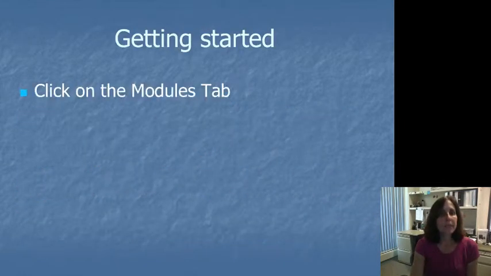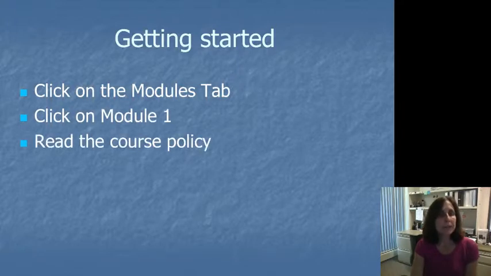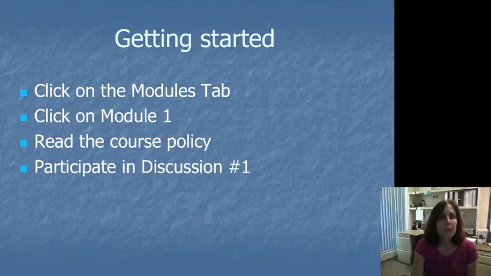Now, to get started, you can click on the Modules tab, click on Module 1, read the course policy, and a lot of what I said in this is in the course policy, but it's super duper important to just read it over, make sure you understand, see if you have any questions on it. If you have any academic accommodations, like extended time on tests, things like that, please email me right away. I had a student last semester who did it right away. We got right on it. It was awesome. So just let me know.